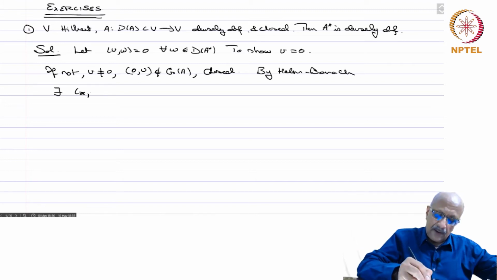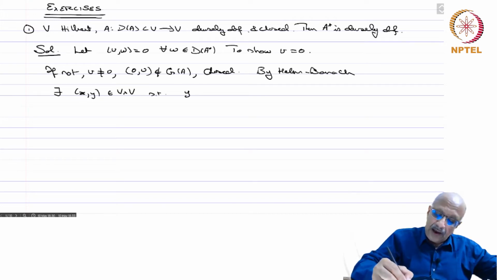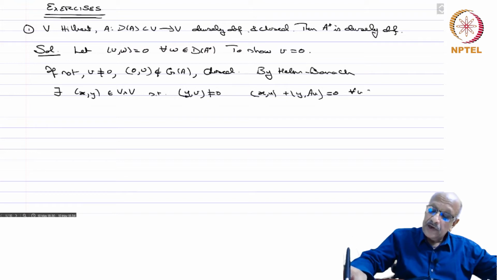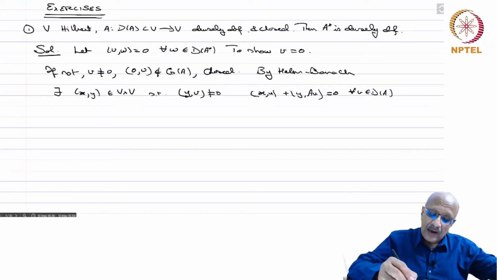there exists (x, y) in V cross V such that, here this is the inner product, (y, v) is not equal to 0, and (x, u) plus (y, Au) equal to 0 for all u in D(A). That means (x, y) annihilates all the elements of the graph. So, you have a continuous linear functional, which is a pair of elements in V cross V, such that it does not vanish on (0, v). So (y, v) is not equal to 0, and it vanishes on all the elements of the graph.